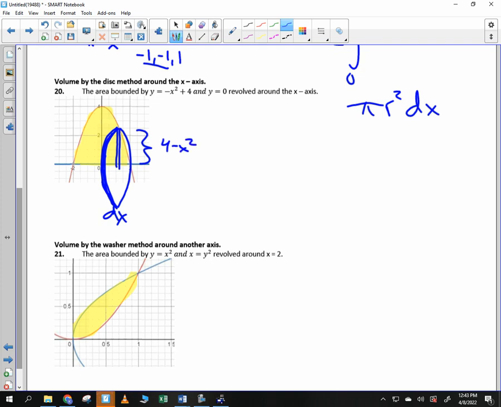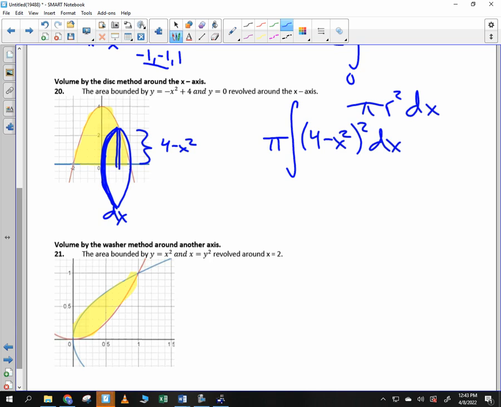And so the volume of one of those things is pi times 4 minus x squared, quantity squared, dx. But we don't want one of them. We want an infinite number, so we slap on an integral. Good. So Colin is correct.